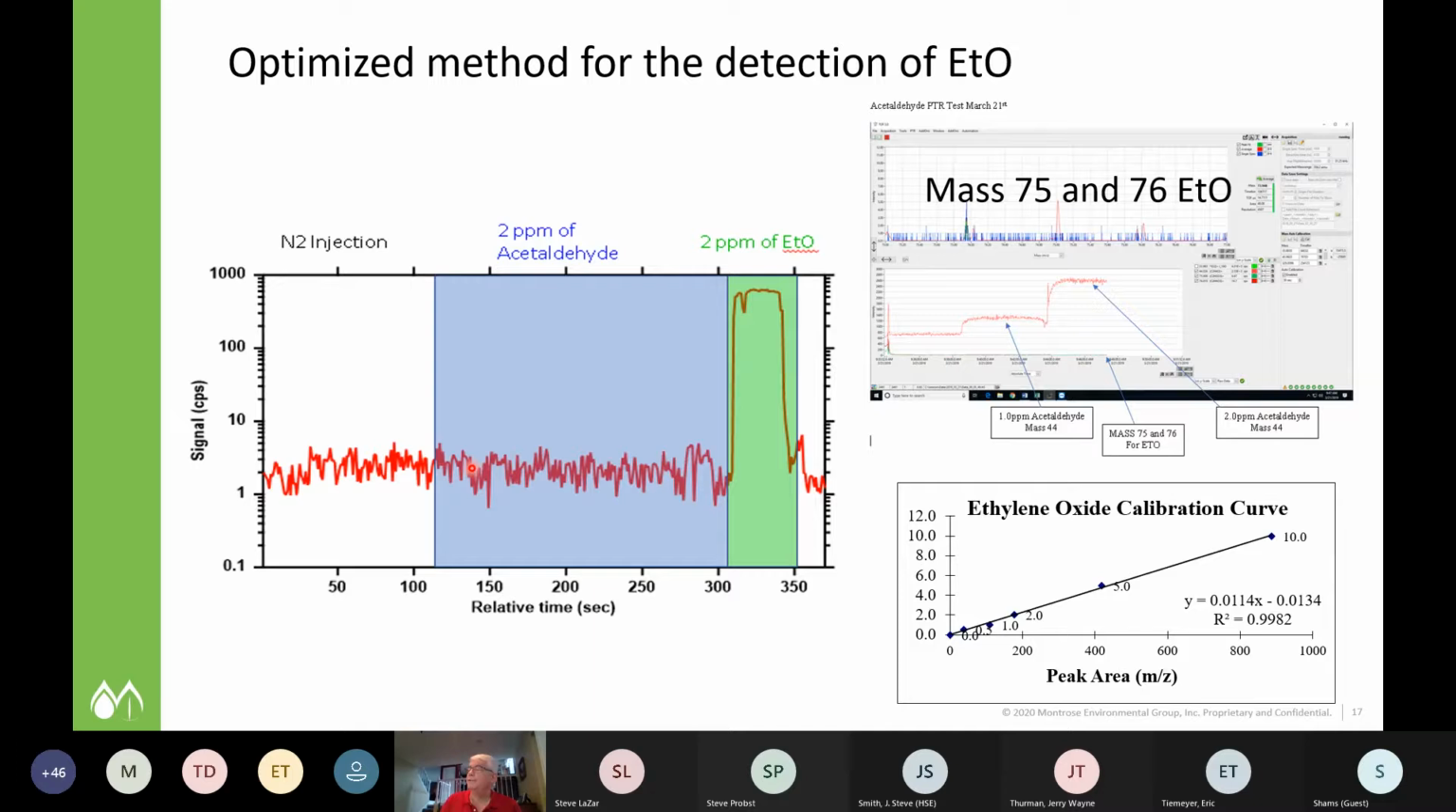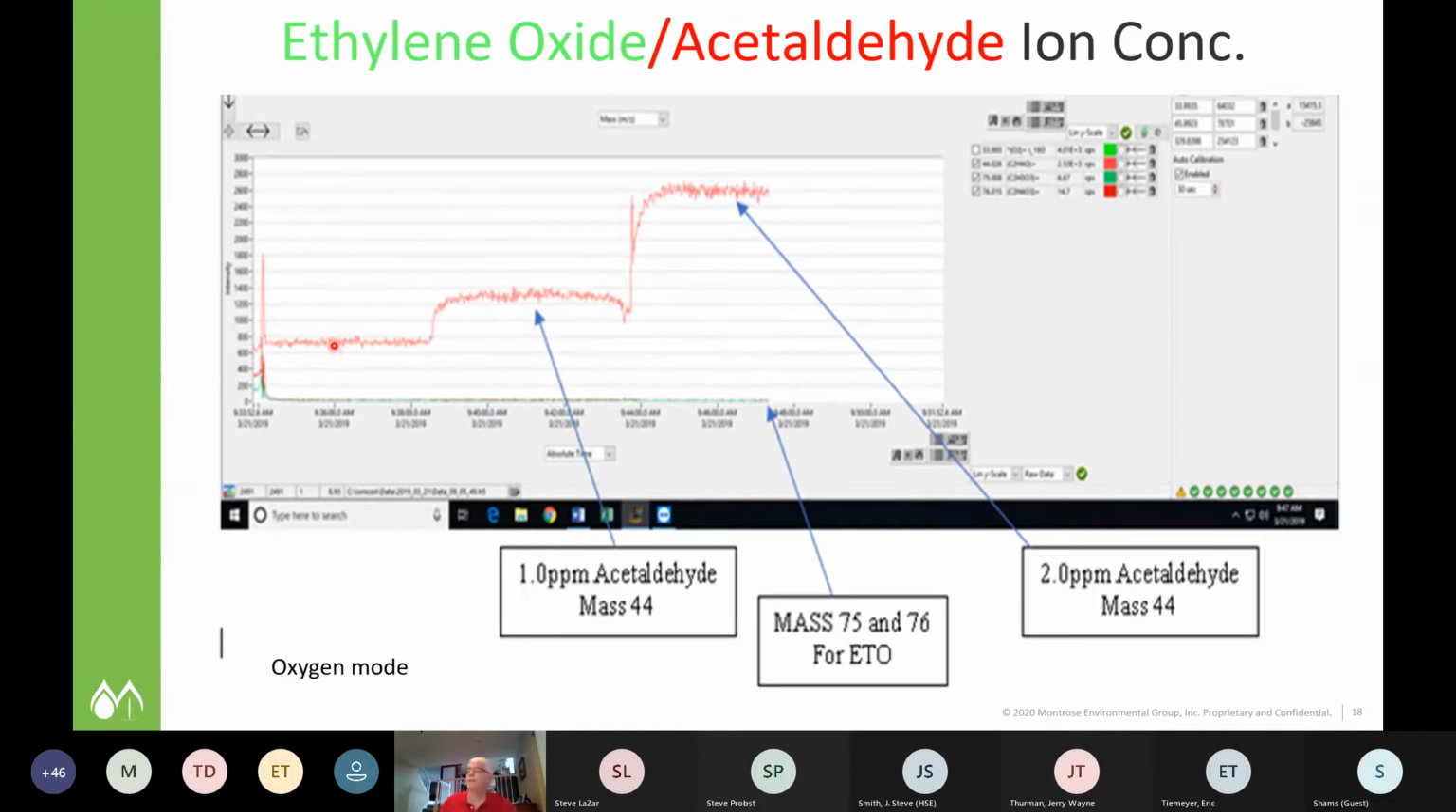We introduced 2 ppm of acetaldehyde only, and you see no response here at the 75 or 76 one as well. And then if you move along and inject 2 ppm of ethylene oxide, you get this really nice response out of the system. So that's what this looks like over here. This is actually some of the software that runs the actual spectrometer. And you can see here, if you monitor this mass, I'm going to go to the blow up here. So this is that other side expanded.